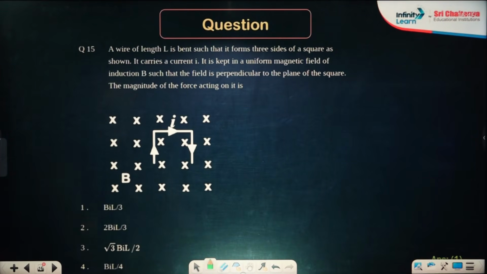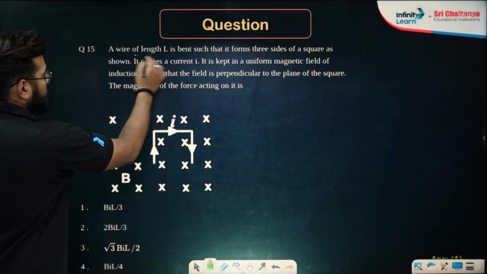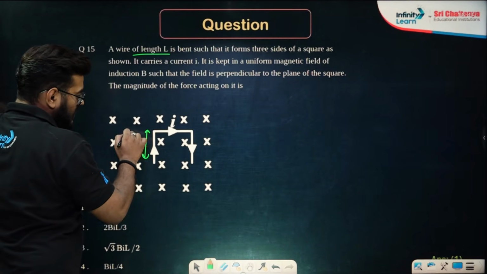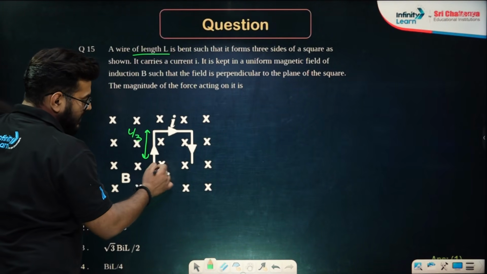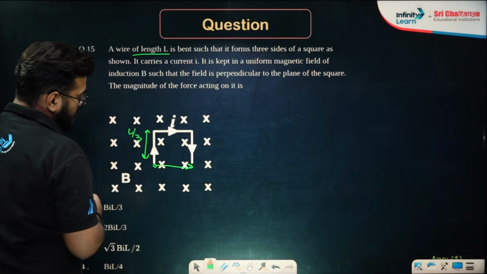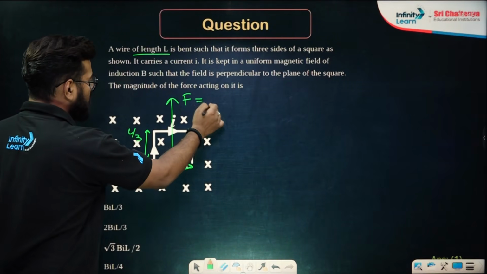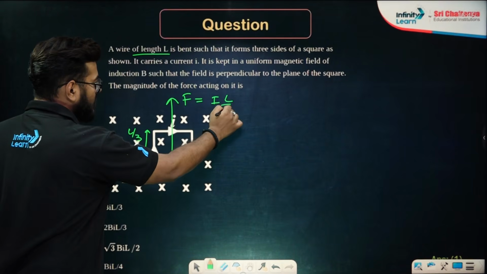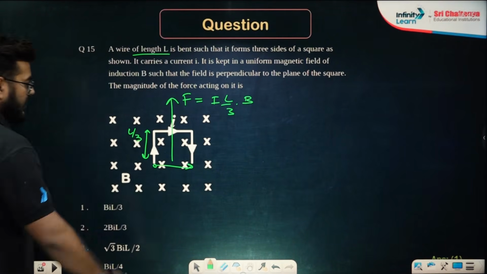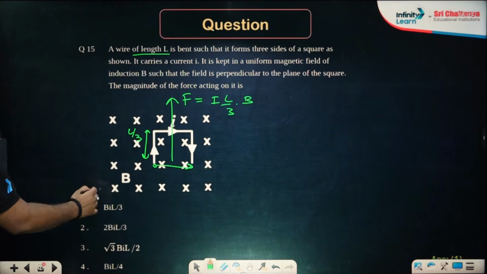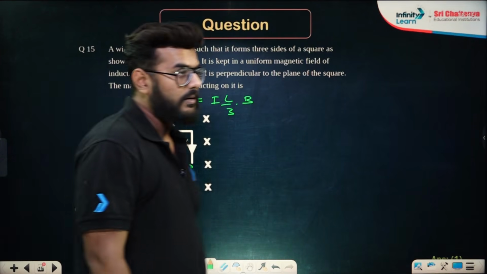A wire of length L is bent such that it forms 3 sides of a square. The wire of length L is bent like this. That means each side is L by 3. And I obviously know the force over here will be equal to I L cross B. That means the force will be upward, and the force simply will be equal to I, the length is L by 3, into B. In a hurry, you can just write this as L, but L is none of the options. And if there is an option, please don't take it.